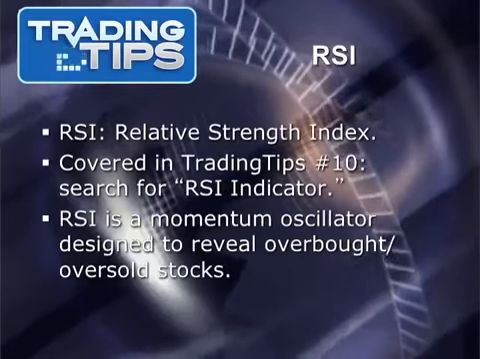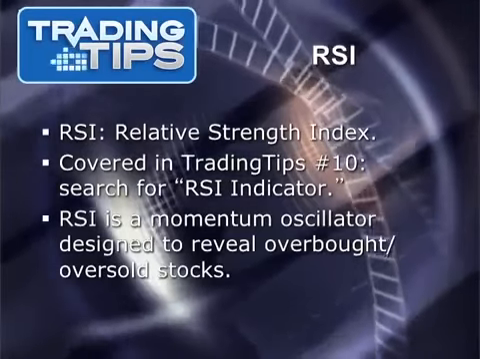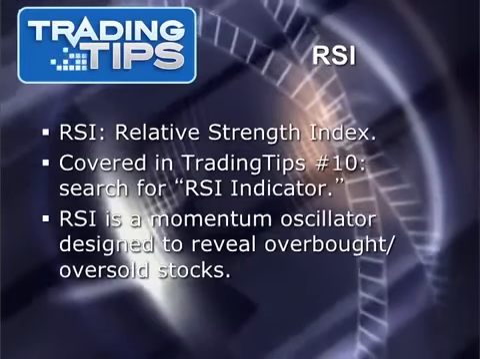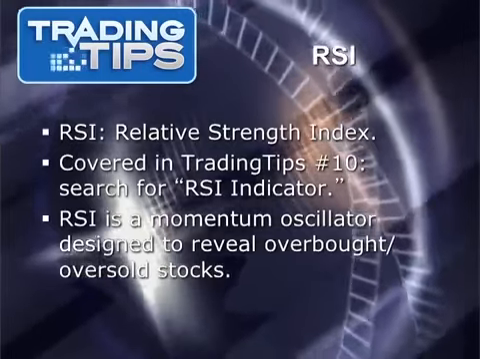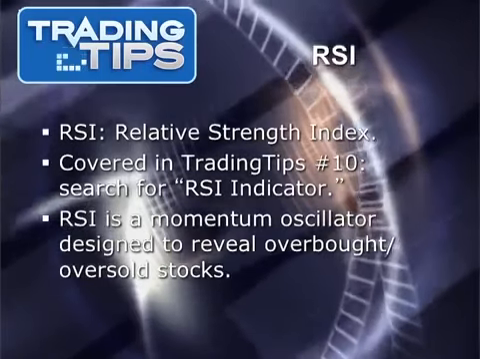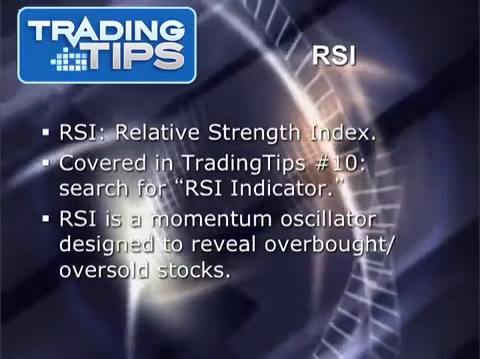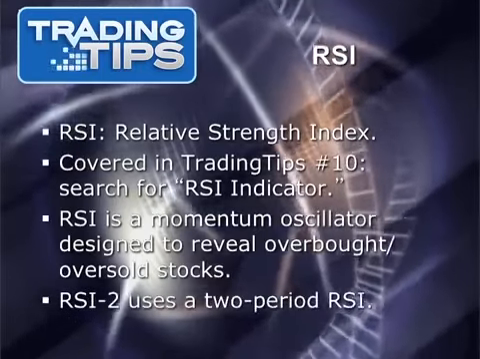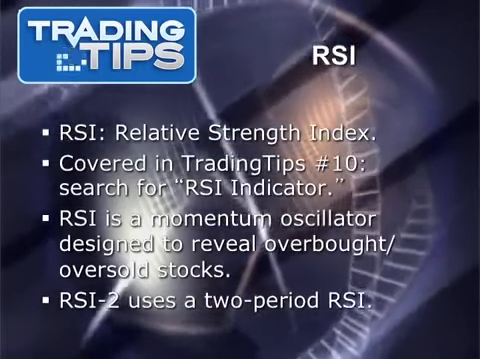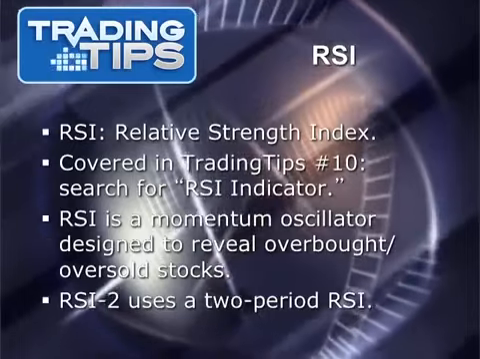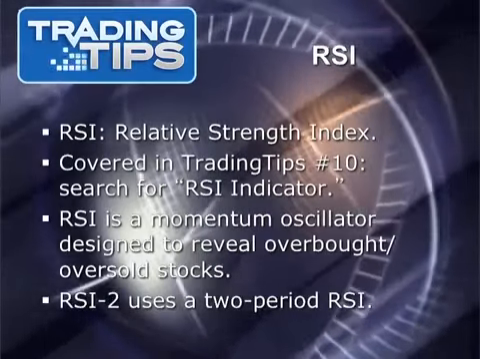Basically, though, if you don't want to take the time to do that, RSI is a momentum oscillator that uses moving averages on up days and down days, which are days when the stock's up or down, to determine whether a stock is overbought or oversold. RSI2 uses a 2-period RSI in conjunction with other indicators to help you develop a trading strategy.